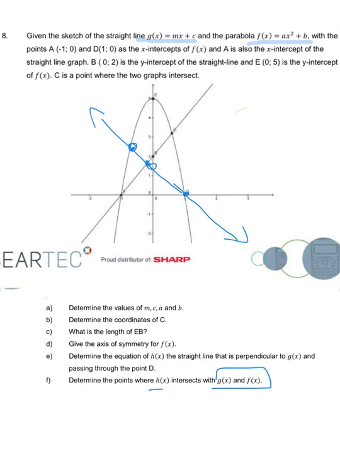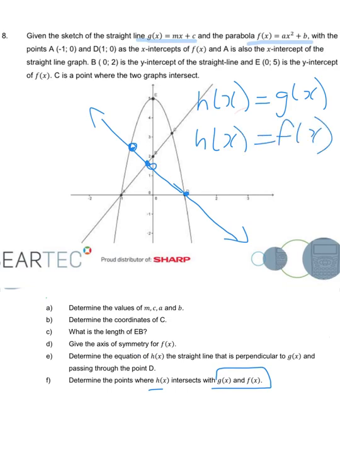So how we do that is to make two equations, one where h of x is equal to g of x, and one where h of x is equal to f of x. Those are the same processes, just equating the two different graphs. So what we will do is we'll just add a blank page here.